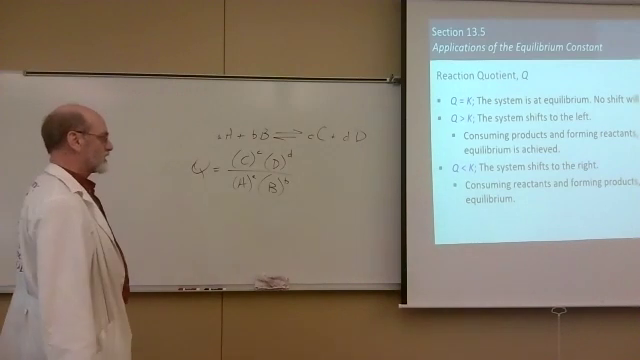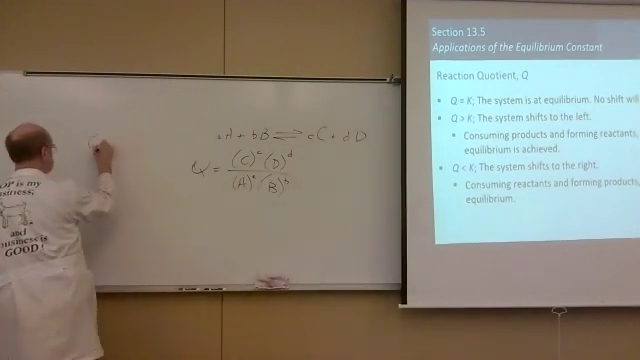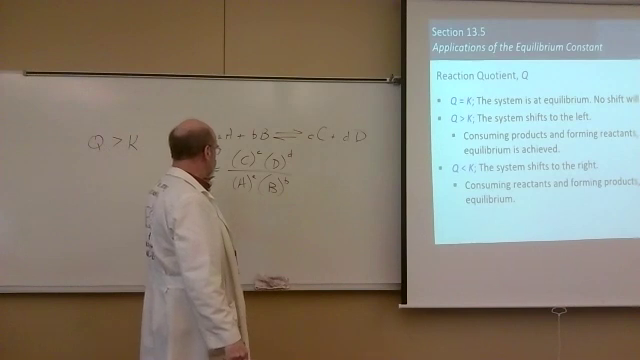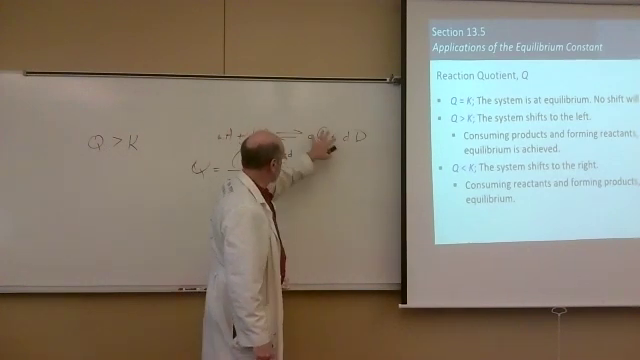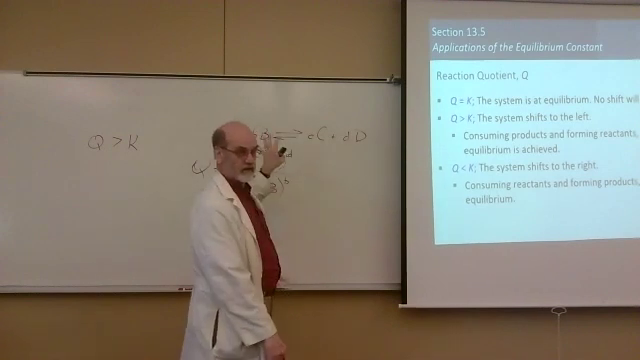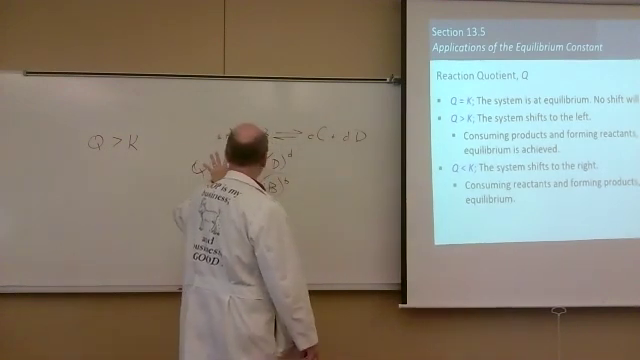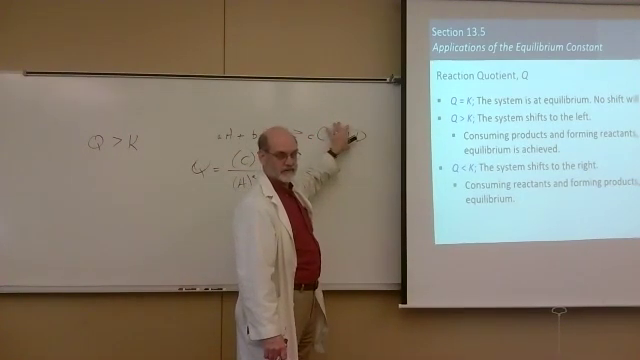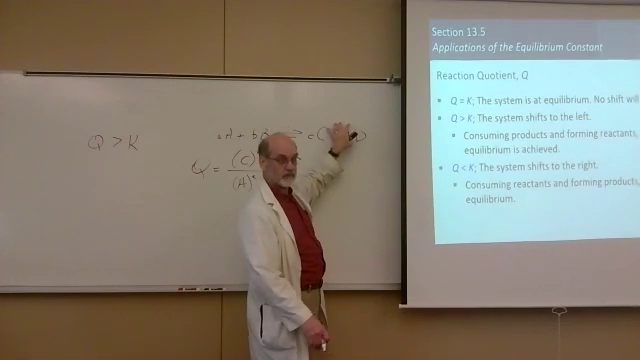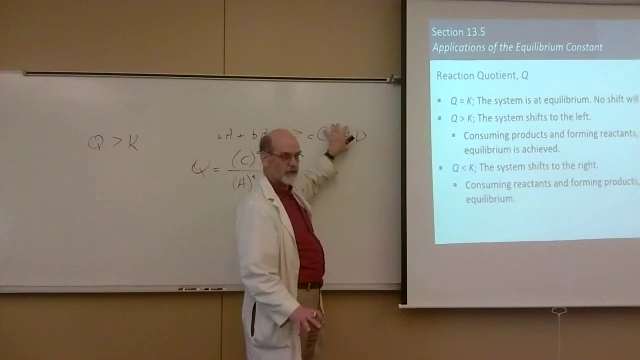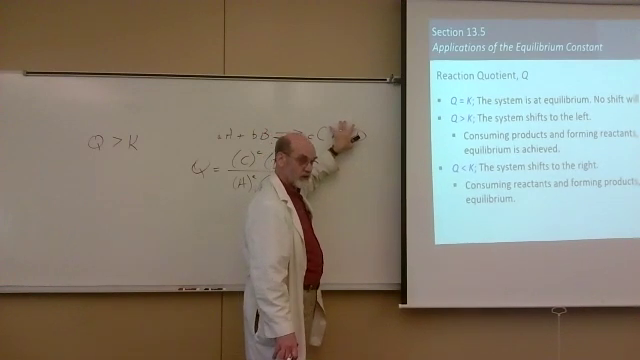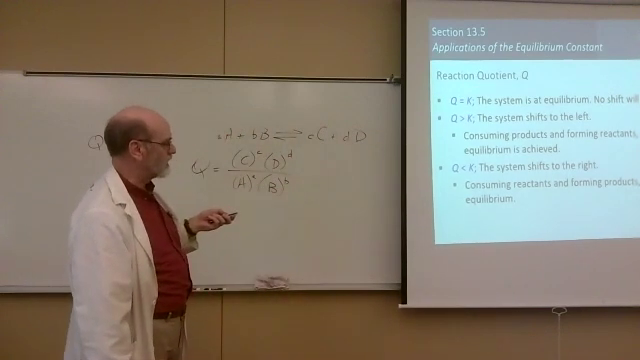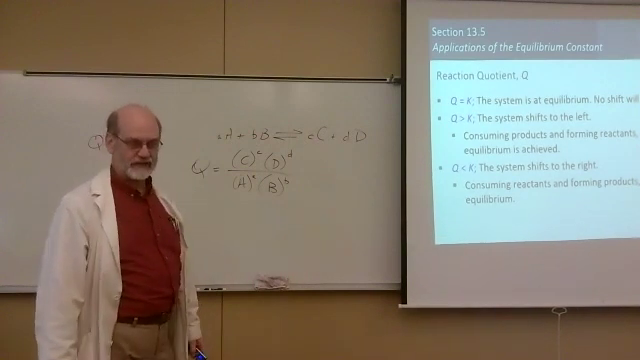If Q is greater than K, what does that say? Well, if we're at equilibrium, we have a certain amount of this and a certain amount of that. But if Q is greater than K, that means we've got more of this than we would have at equilibrium. If Q is bigger, you've got more product than you would at equilibrium, so it's going to shift back this way. So if Q is greater than K, the reaction shifts to the left toward reactants.